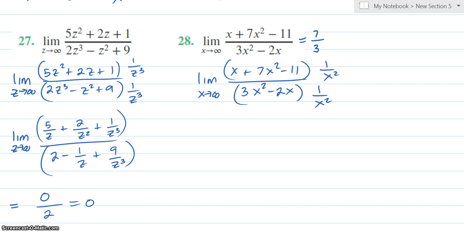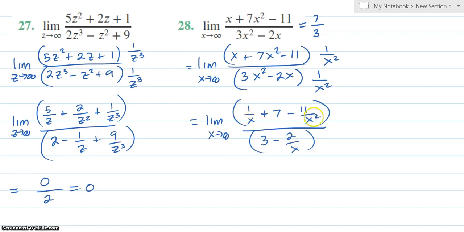The highest exponent in the denominator is x squared, so I'm going to multiply top and bottom by 1 over x squared. And we're going to get a 1 over x, a 7, a negative 11 over x squared, a 3, and a negative 2 over x. And you notice that that would be 7, because these two would be 0, and a 3. It works.